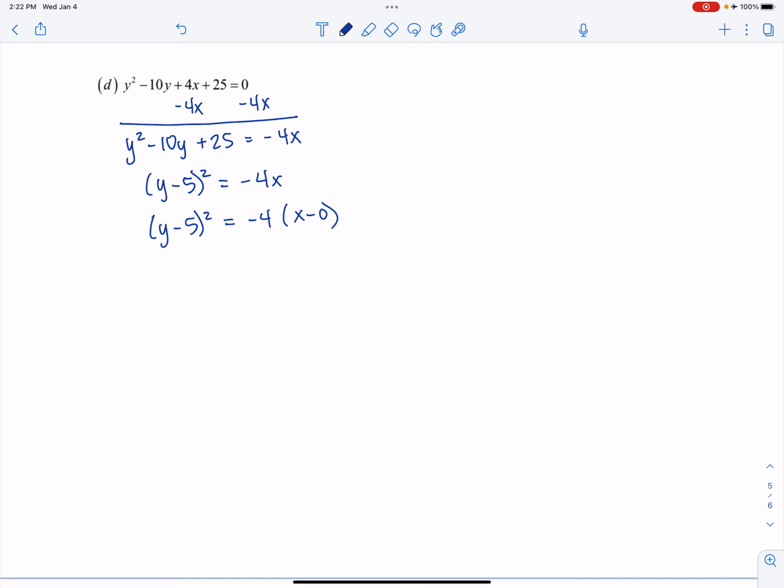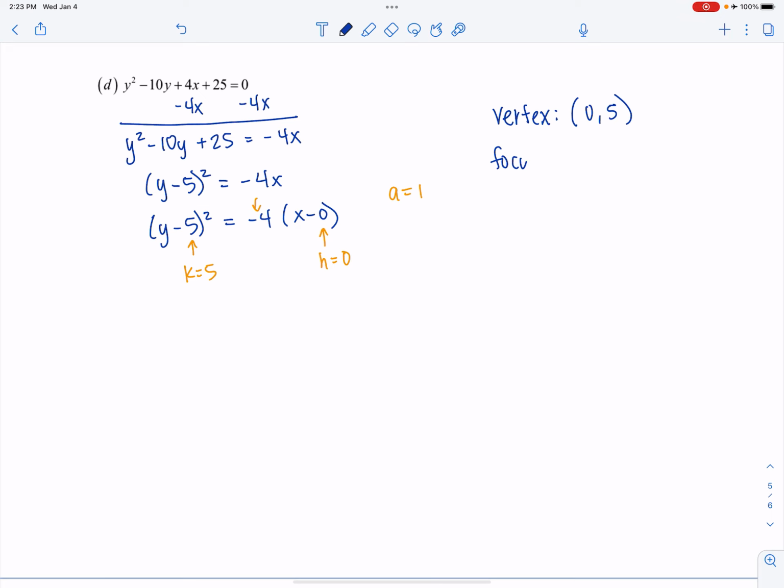But this format will help me see that I have a -4, so a is 1. I have -5 here, so my k is 5. I have a 0 here, so h is 0. So putting it into this format allows us to point out those characteristics a lot easier. This shows us our vertex is at 0, 5.